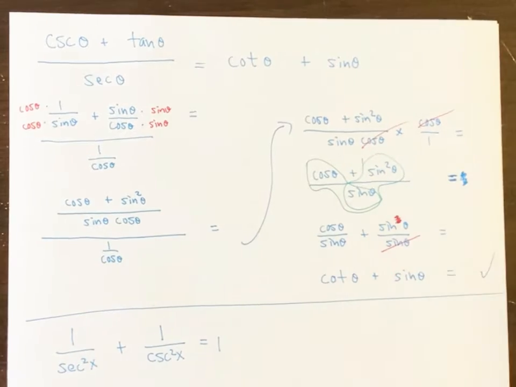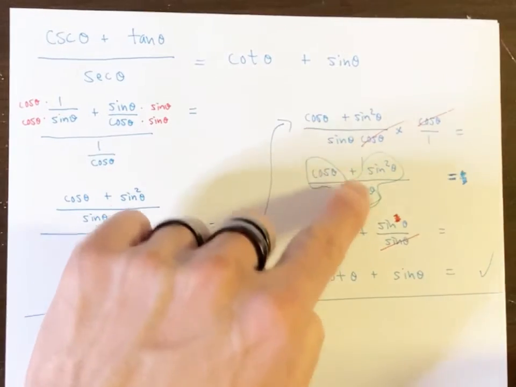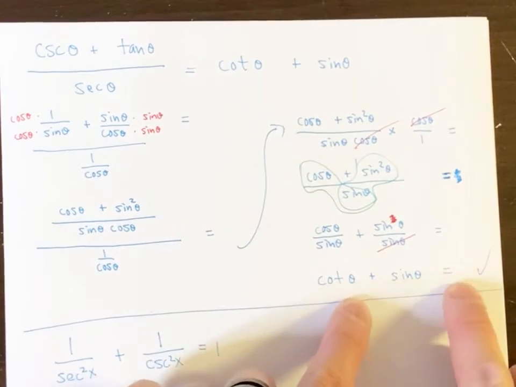So it's just like check mark, because you changed the left over and over until it perfectly equaled the right.